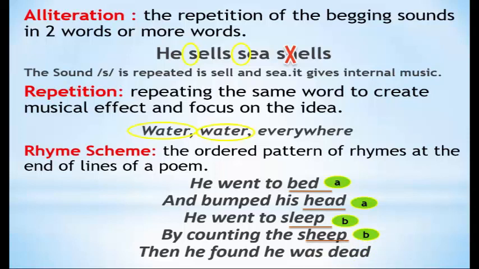The last line we have here, dead. If you notice, it's like bed at the beginning and head. So we are going to give it the same letter, which is A, because it's the same as bed, head. So the rhyme scheme here is A, B, B, A.